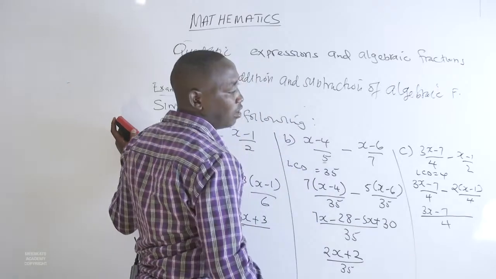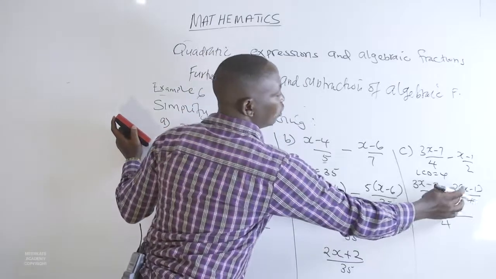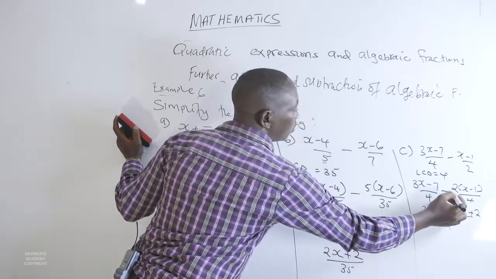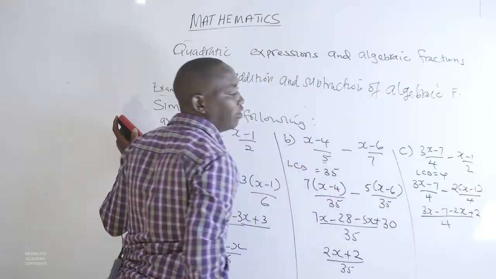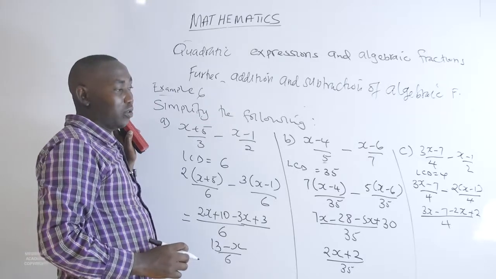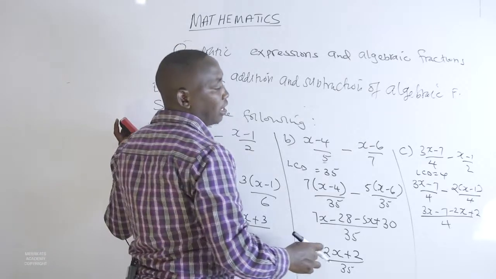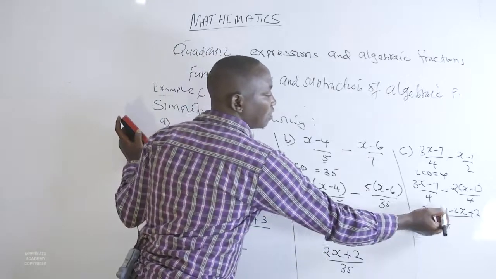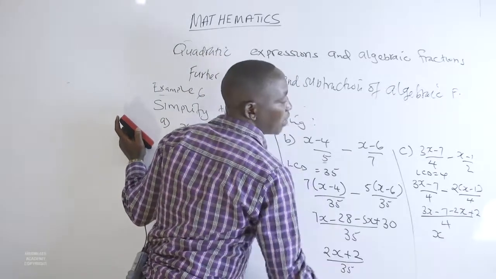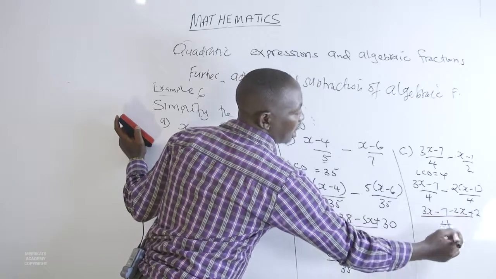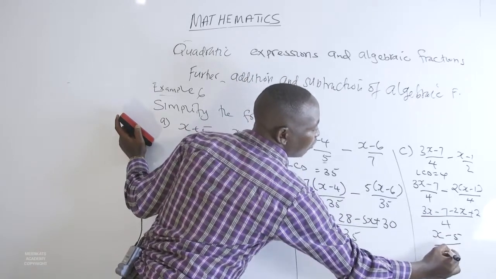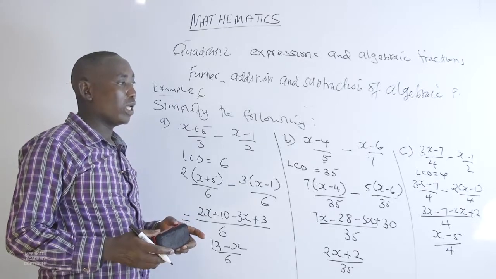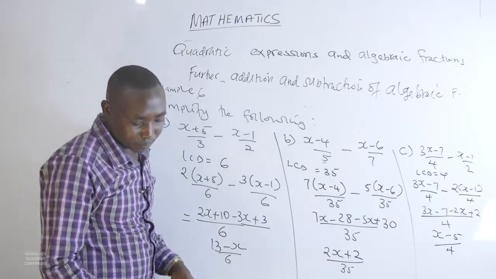We expand the other expression. This will be minus 2x plus 2, since minus and minus will give us a plus, or a positive. Then we collect the like terms. 3x minus 2x is 1x. Minus 7 plus 2 is minus 5, all over the new denominator, which was 4.